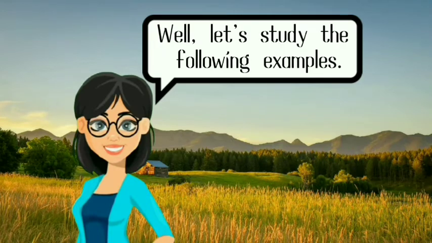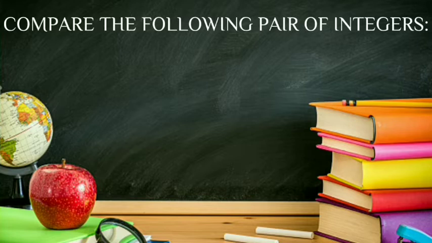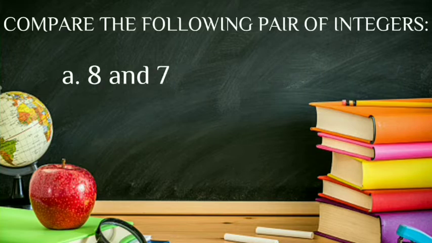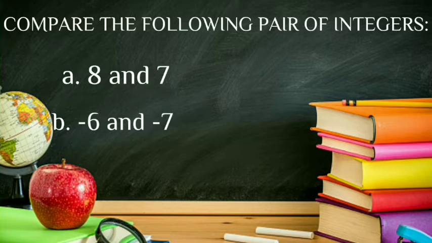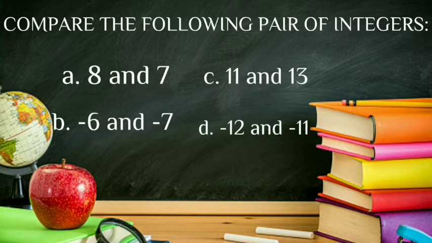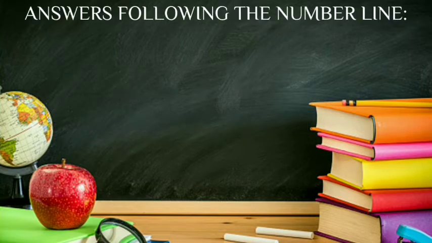Well, let's study the following examples. Compare the following pair of integers. We have here A, positive 8 and positive 7. B, negative 6 and negative 7. C, positive 11 and positive 13. D, negative 12 and negative 11. We have here our answers.